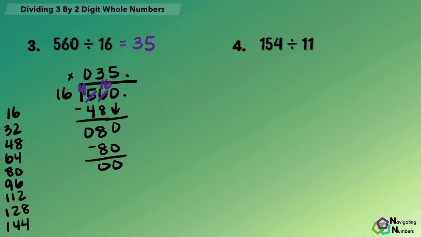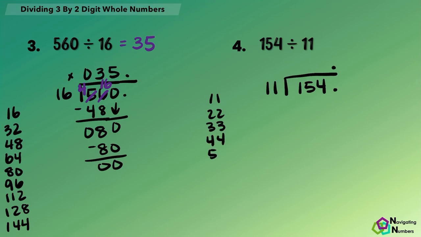Number 4, we have 154 divided by 11. Our dividend here is 154. So 154 divided by 11. So let's list out our multiples. 11 times 1, times 2, times 3, times 4, times 5, 6, 7, 8, 9. Okay.